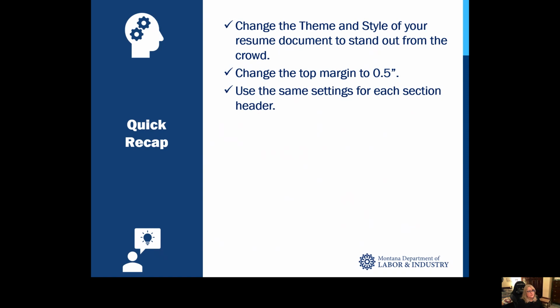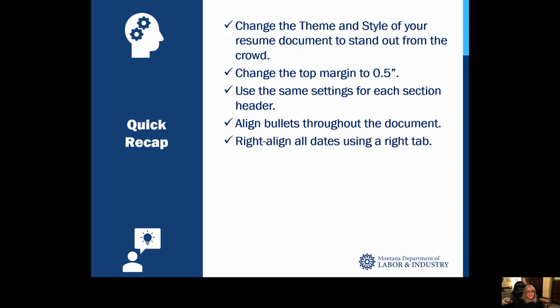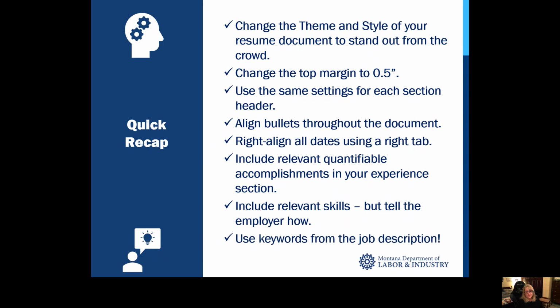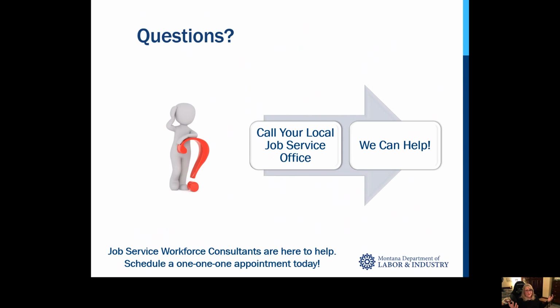Use the same settings for each section header, so the experience and the education, all of that matched. Align your bullets throughout your document. Turn on those grid lines to make sure afterwards. Right align all of your dates using that right tab. Include your relevant quantifiable accomplishments in your experience section. And include your relevant skills, but tell the employer how. Don't just list those as long names. Using your keywords. So very important in every step. And there you go. Your last slide of the slideshow there.